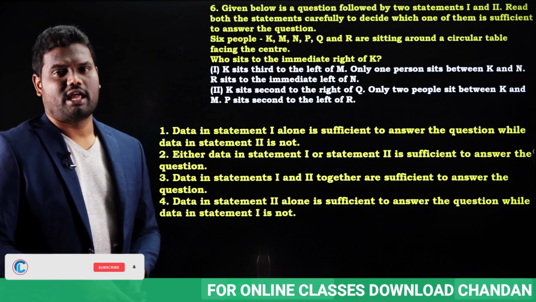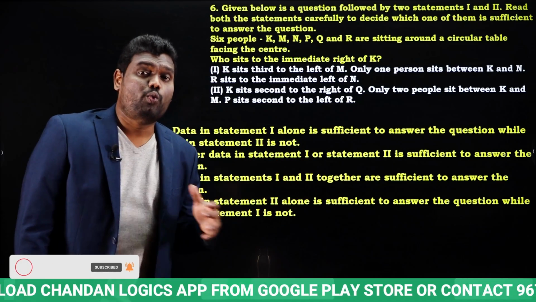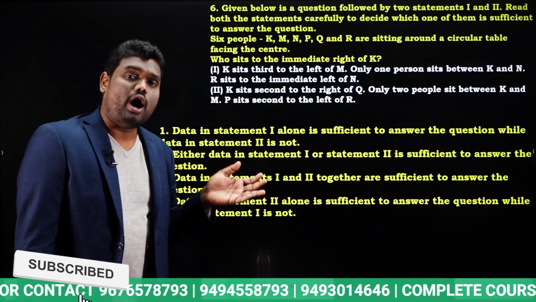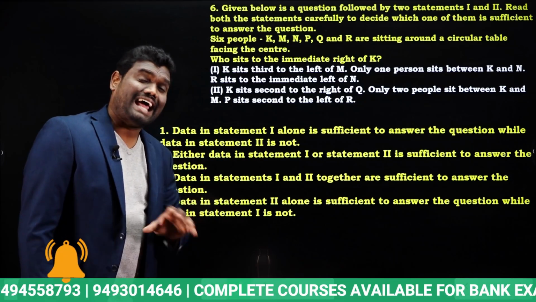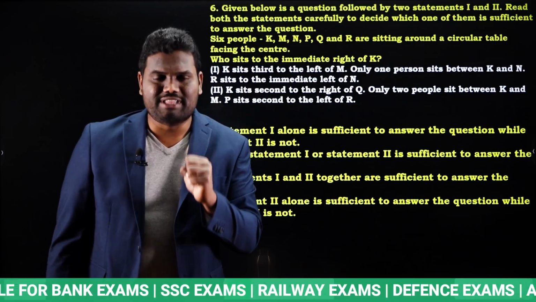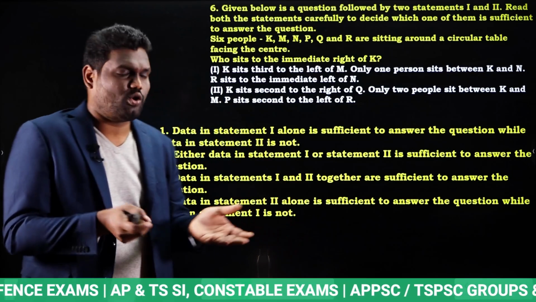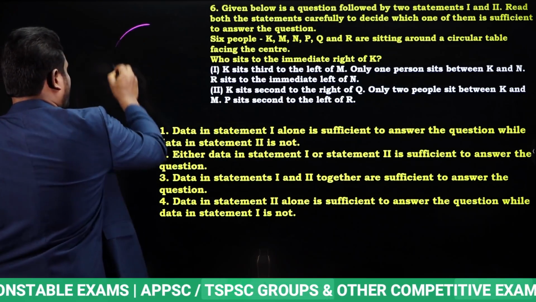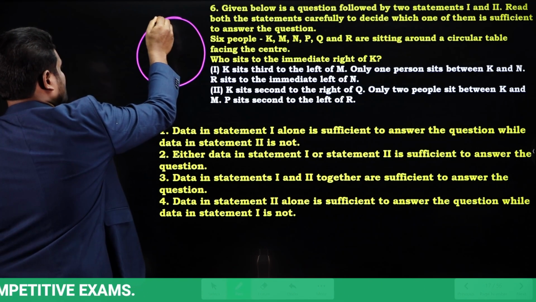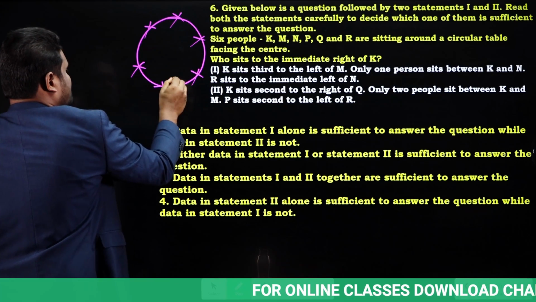Now observe carefully. We need to look at both the statements separately and say whether only 1 is sufficient to mark the answer, or only 2 is sufficient, or either 1 or 2 will get the answer, or both 1 and 2 together will give the answer, or none of them, even after combining, will get the answer. We need to decide that. Now let us look at that. According to the question, there are a total of 6 people. So 1, 2, 3, 4, 5, 6 people.